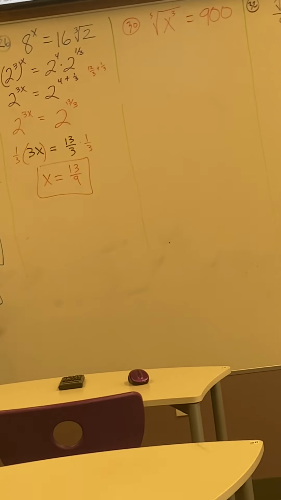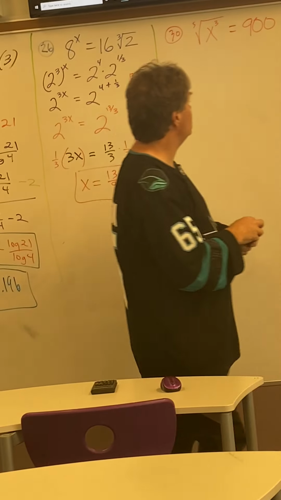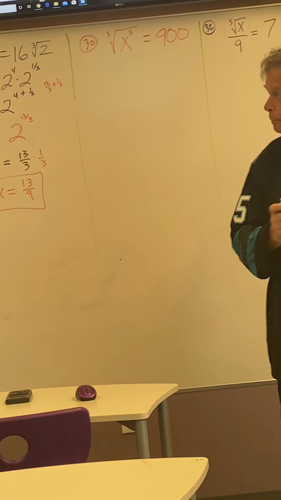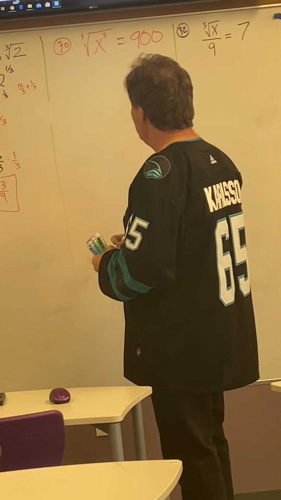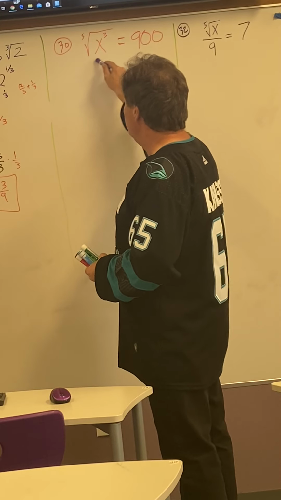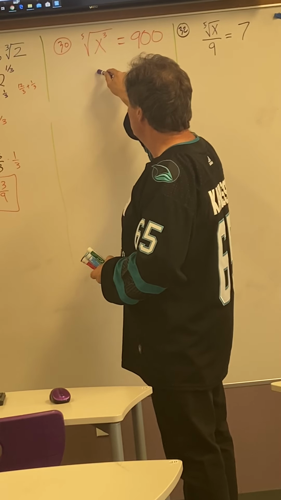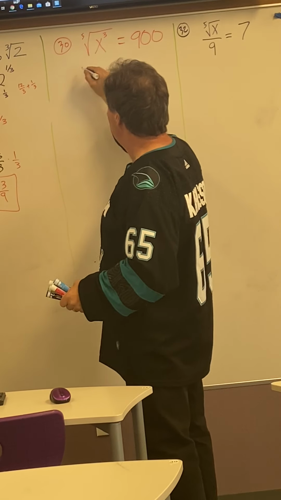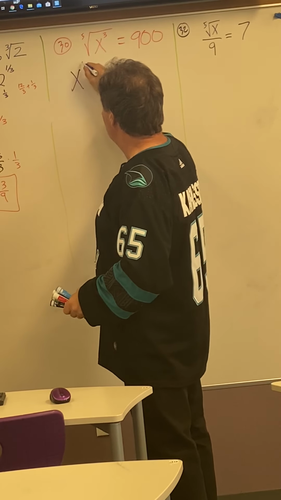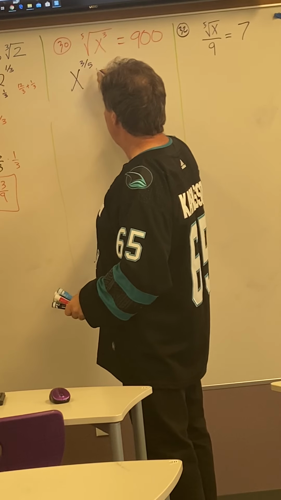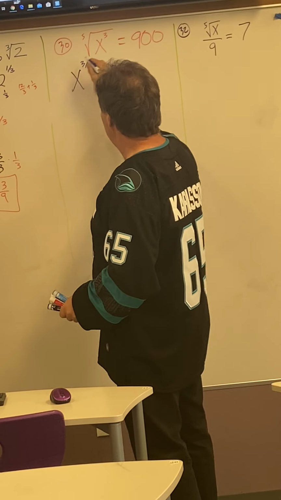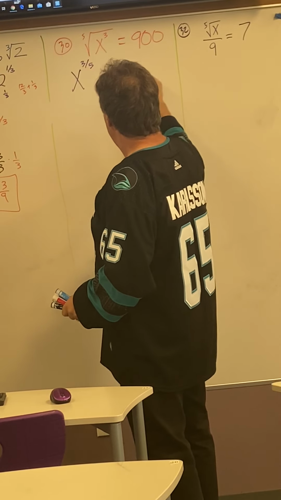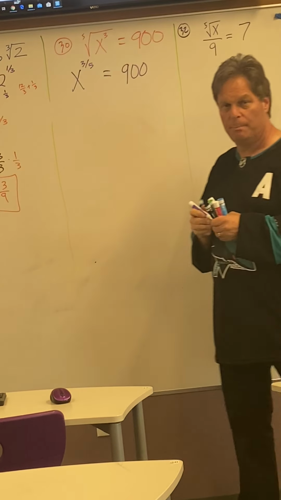Cool. Now, let's see about this one, number 30. I would convert from this, probably the best way is to convert it into exponential form. There's a couple of approaches you could take. This isn't necessarily the way you have to do it, but x to the 3/5 equals 900. That's probably the best way right there.